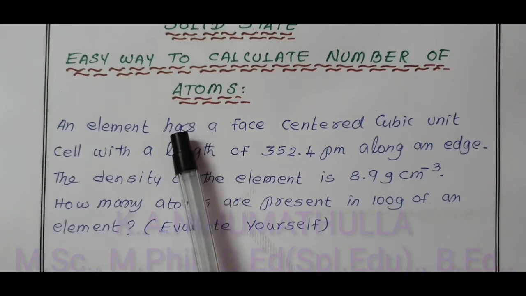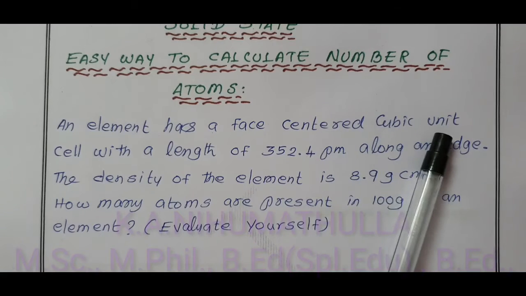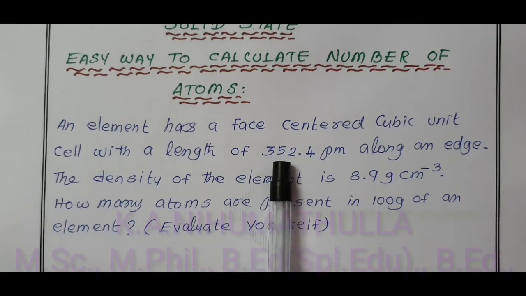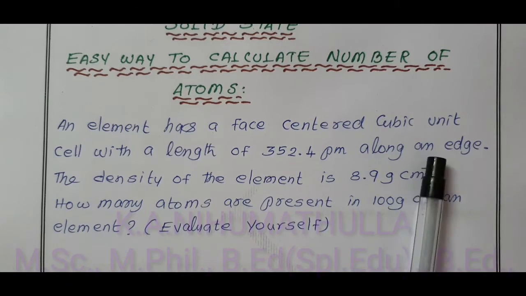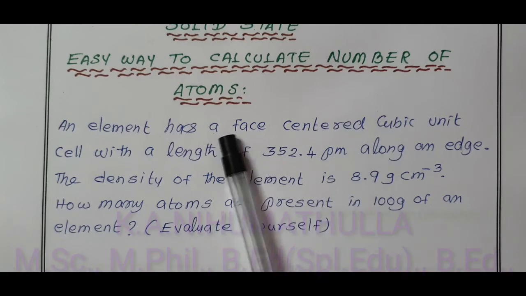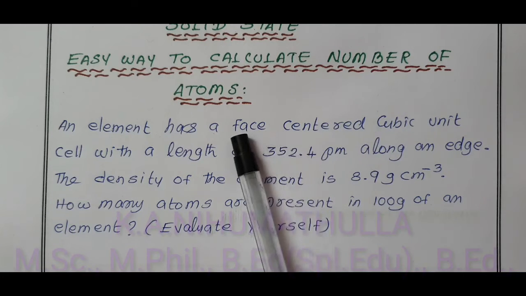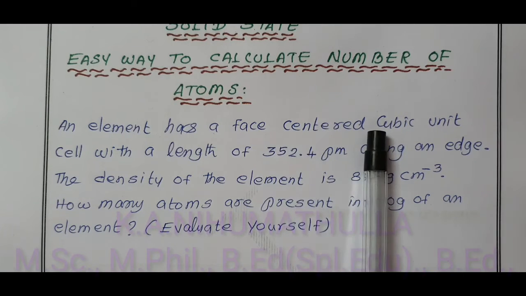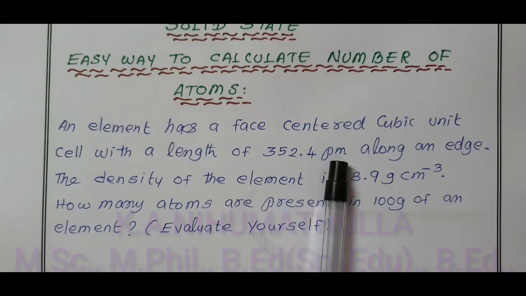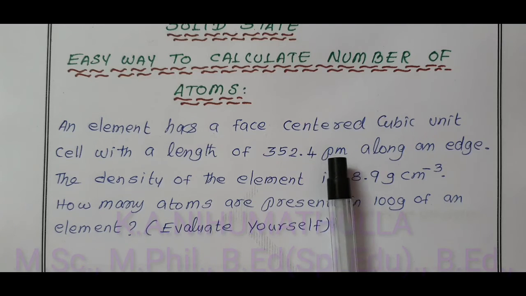An element has a face-centered cubic unit cell with an edge of 352.4 picometer along an edge. From FCC, we can write the total number of atoms n value equal to 4. And this is your edge length, 352.4 picometer. We have to convert picometer into centimeter. 1 picometer equal to 10 power minus 10 centimeter.